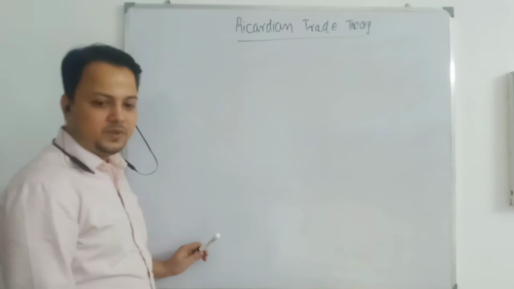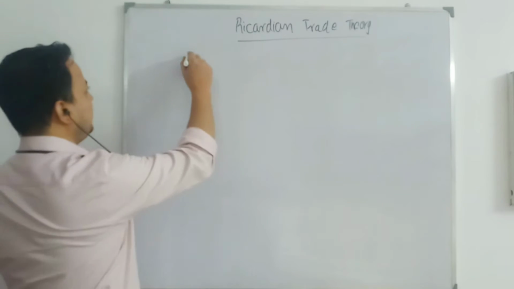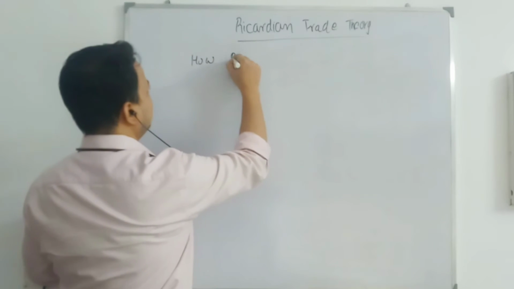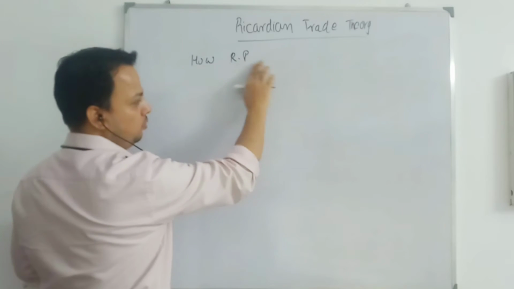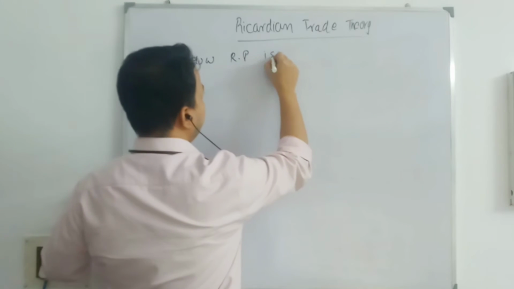So, till now, what have we done? We have looked at how relative price is determined. How is relative price determined?